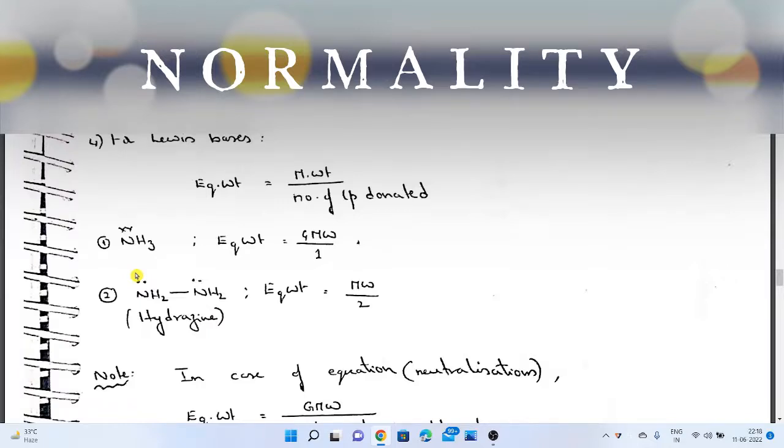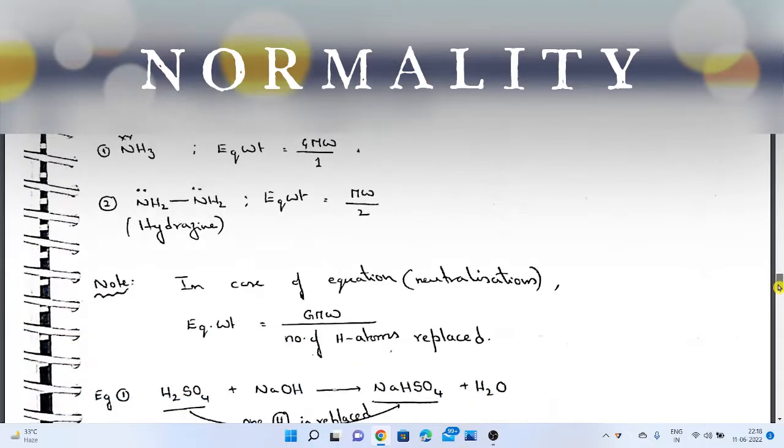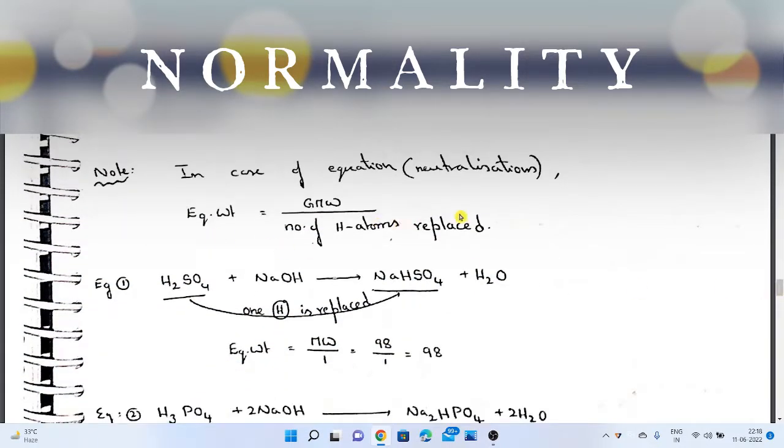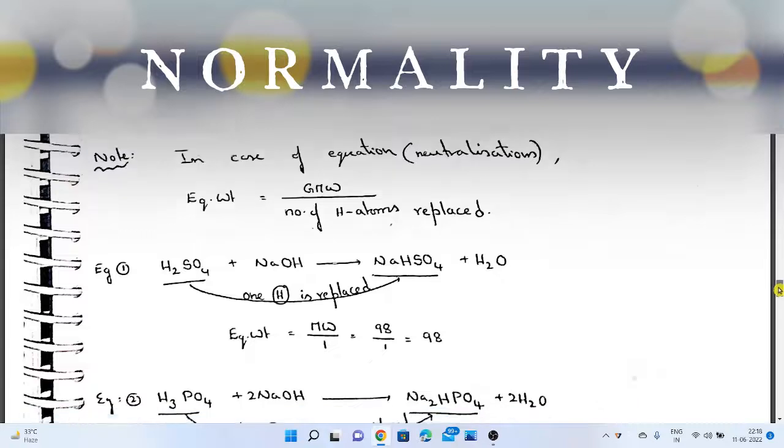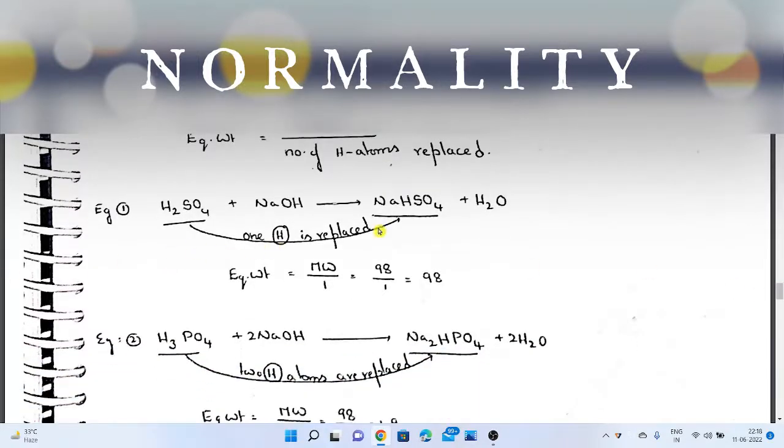So the number of OH groups is equal to acidity for bases, but a very important case is Lewis bases. Equivalent weight is equal to molecular weight divided by the number of electron pairs donated. An electron pair donor is called a Lewis base. So NH3 is an electron donor. Here NH3 donates only one pair, because on nitrogen we have one lone pair. So equivalent weight equals gram molecular weight divided by 1.